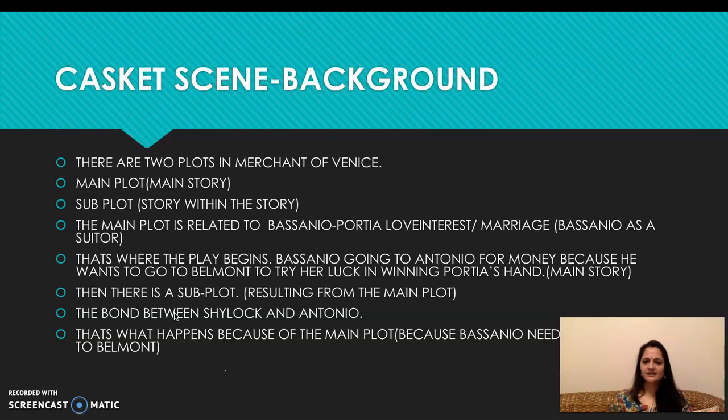Before we start discussing the importance of the scene, let us look at a little bit of the background of the casket scene. There are two plots in the play The Merchant of Venice. There is one main plot, which is the main story, and then there is a subplot. Subplot means a story within the story. The main plot is related to the Bassanio-Portia love interest and their marriage. Bassanio goes to Belmont as a suitor, and that is where the play begins. Bassanio goes to Antonio because he wants money to go to Belmont to marry Portia. So this is the main story of the play, and he wants to try his luck in winning Portia's hand.